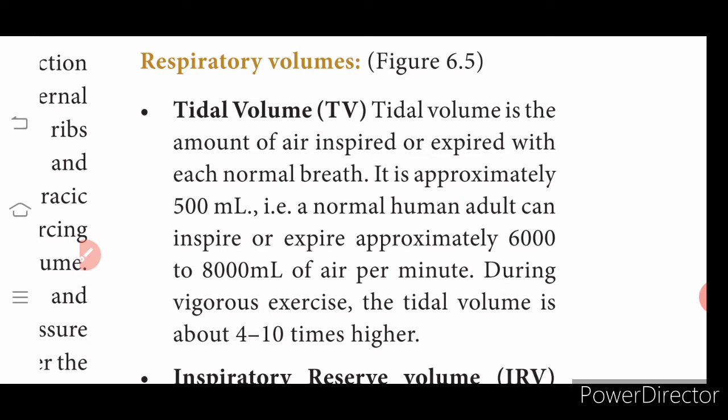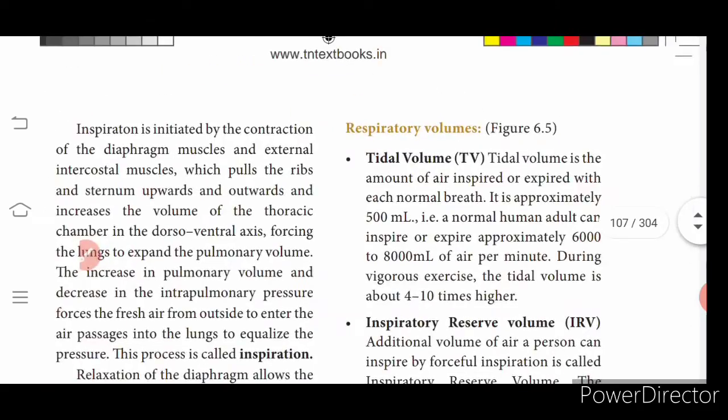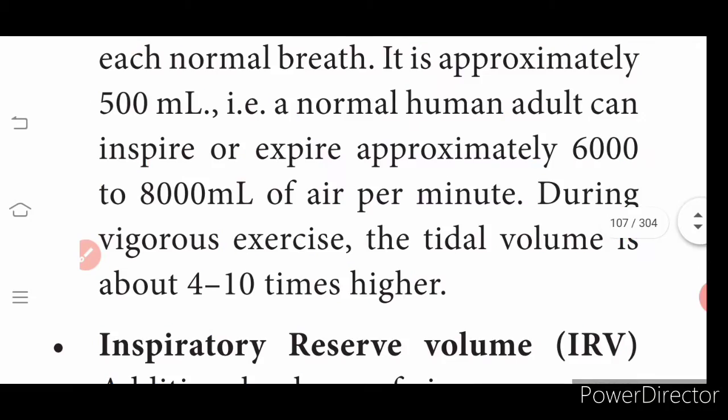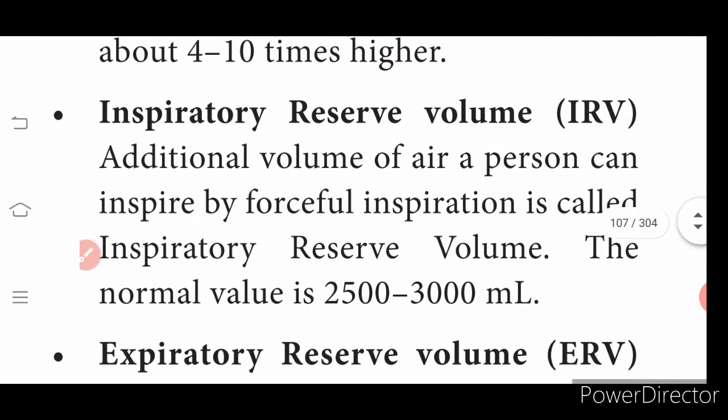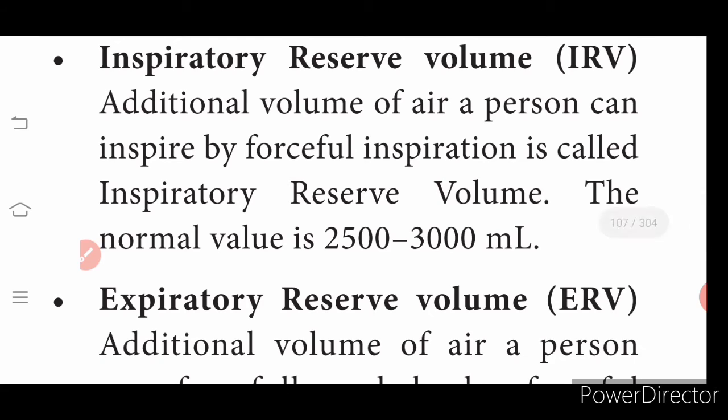Okay, to start with respiratory volumes, tidal volumes. Tidal volume is the amount of air taken in, inspired or expired, with each normal breath. Okay, so that is what is called as the tidal volume. It is approximately 500 ml, that is, a normal human adult can inspire or expire about 6000 to 8000 ml of air per minute. During vigorous exercise, it may go 4 to 10 times higher.